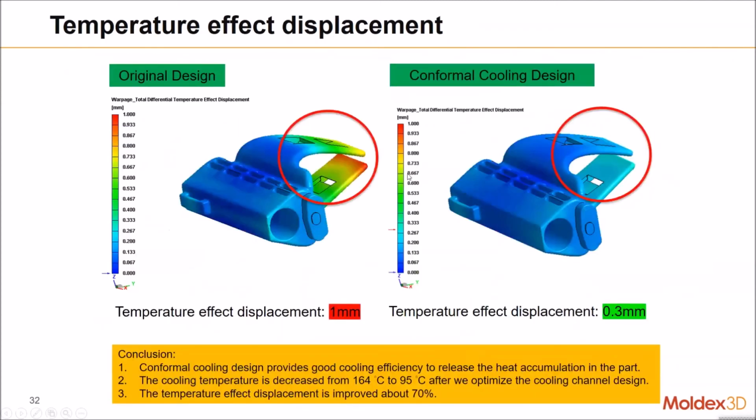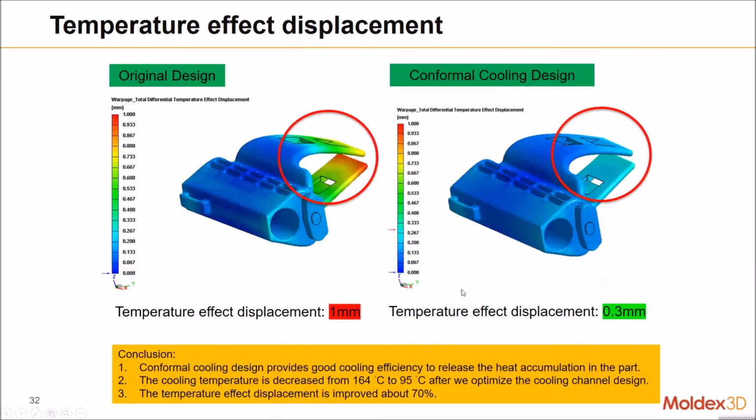The important thing for this case is also the deformation, especially for this part, the red circle part. Okay, so the original displacement for this part is 1 millimeter. And after we change our cooling channel design, it becomes 0.3.